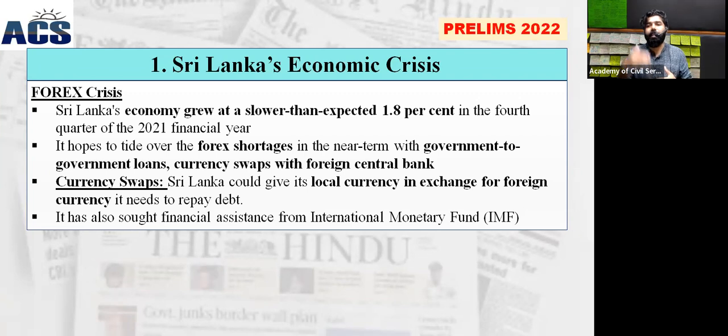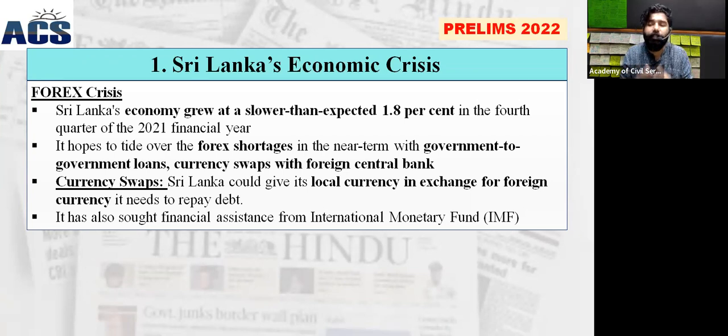So for foreign currency, they can ask any financial borrower, like the bank of any other country, including India. They have asked, and RBI has given this currency swap to Sri Lanka, so that in exchange for the local currency, they get foreign currency. Finally, earlier it didn't seek any financial assistance from the International Monetary Fund.